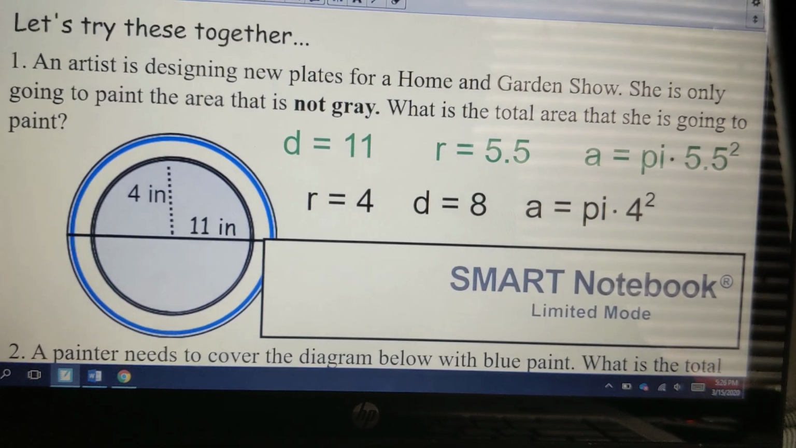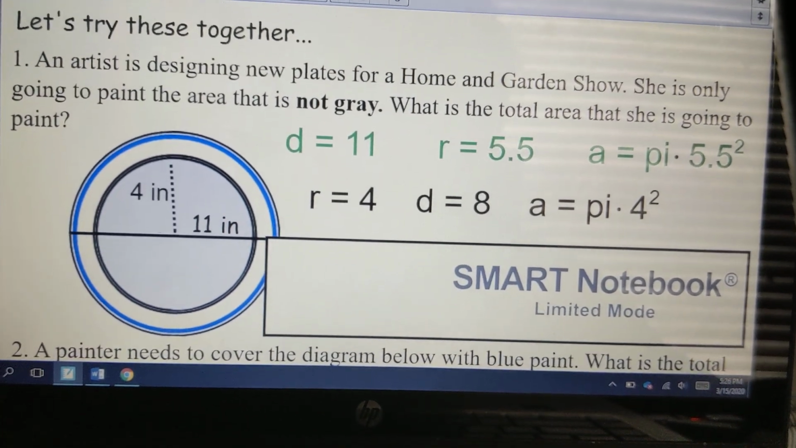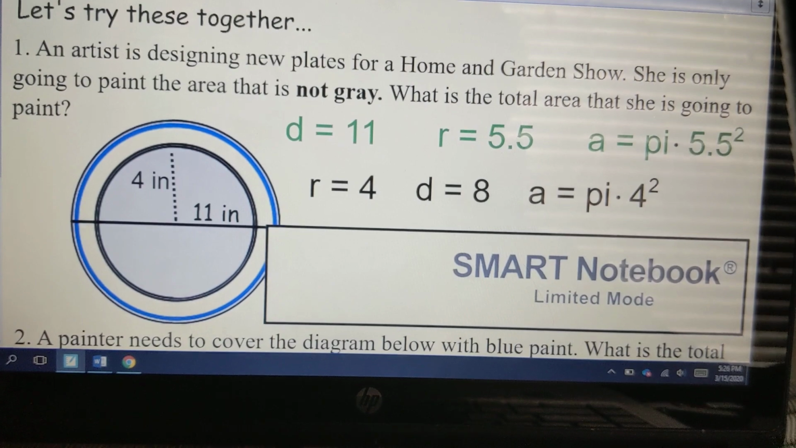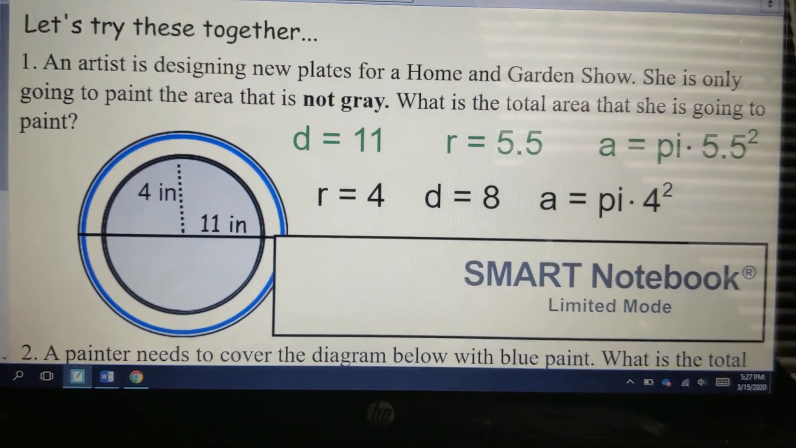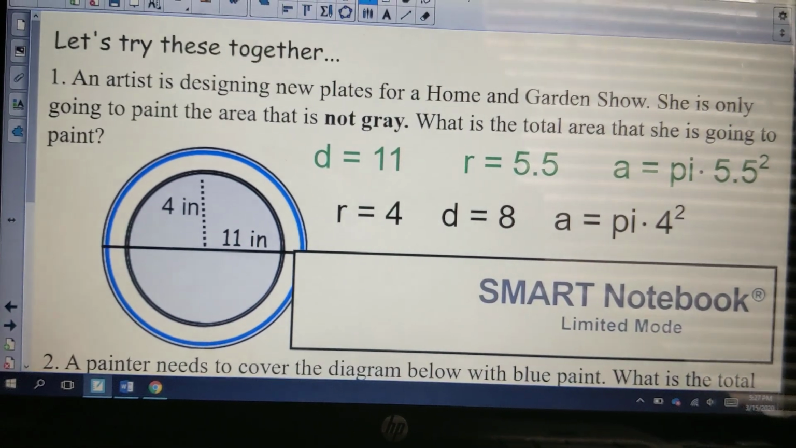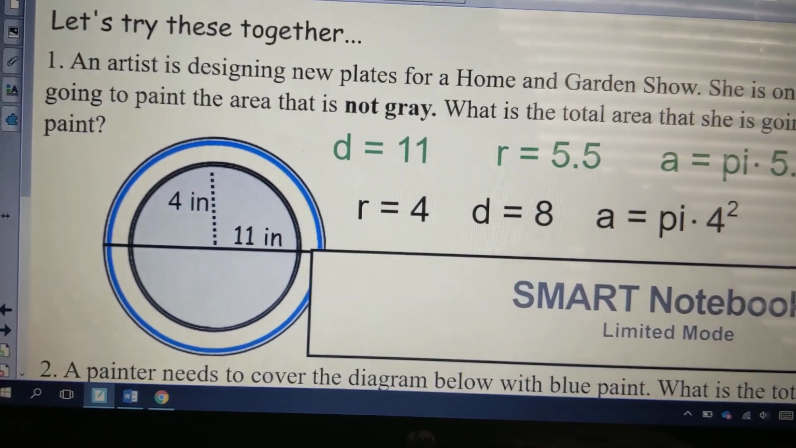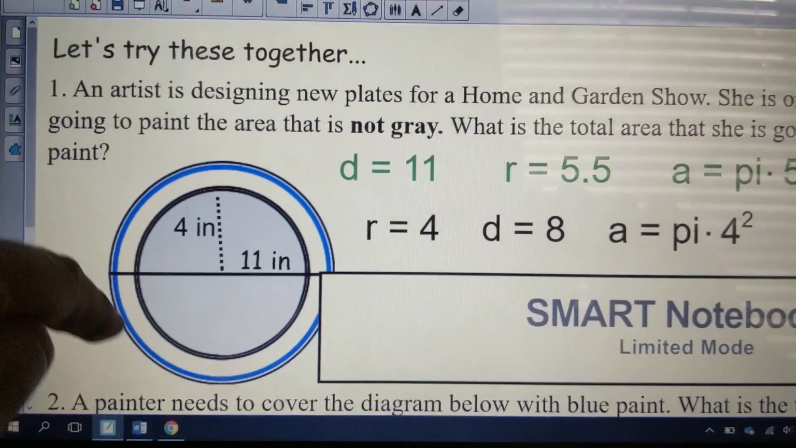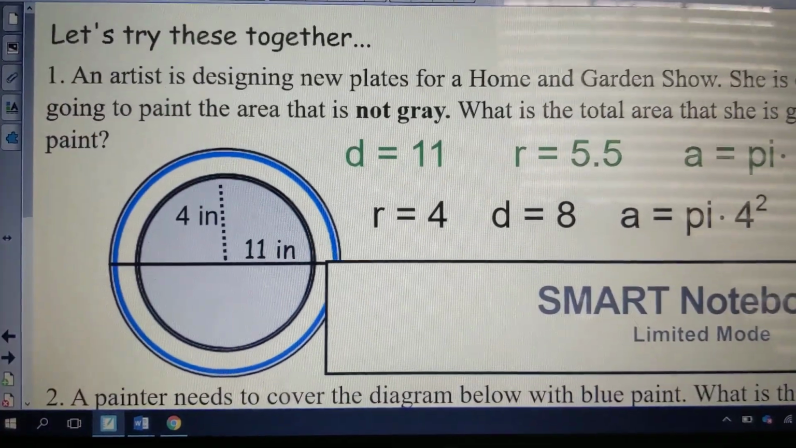So the larger circle, 3.14 times 5.5 to the second power, has an area of 94.98. The smaller circle, 3.14 times 4 to the second power, has an area of 50.24. So 94.98 is the area of the entire thing if everything was shaded in.